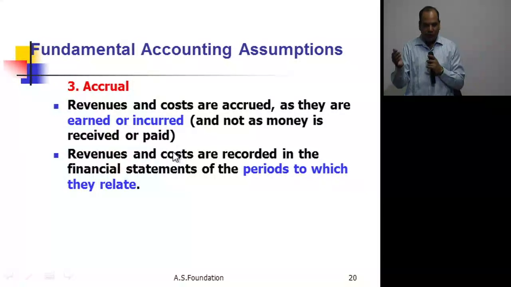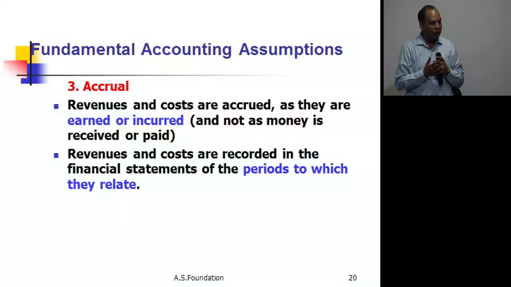Employee has rendered the service. As per the contract, you are going to pay him bonus. Bonus will be paid to him in the next year after the year is over. But you will make a provision for bonus payable because the rendering of service means the liability has been incurred.